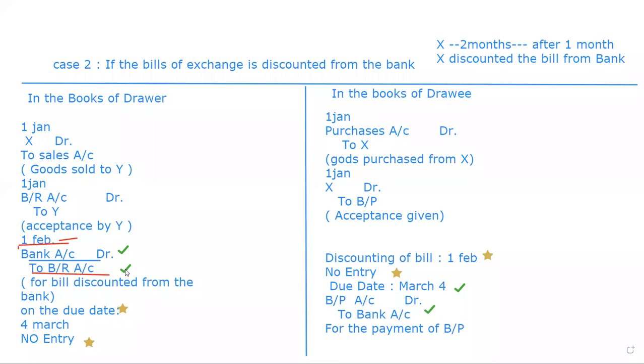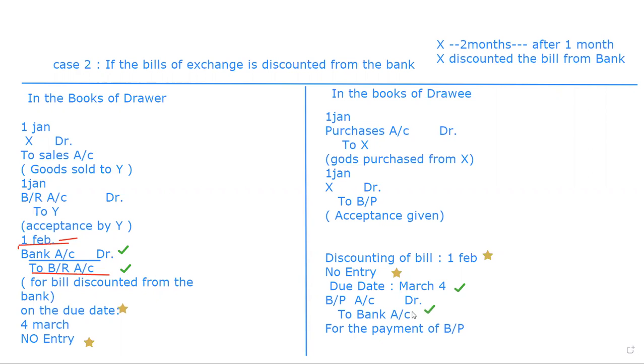But always make yourself clear about the discounting of the bill. In the books of drawer, when the bill is discounted from the bank, on that date the entry is to be passed, but on the due date no entry is to be passed in the books of drawer. On the other hand, at the time of discounting of the bill, no entry is to be made in the books of drawee, whereas at the time of payment, the entry is to be done in the books of drawee.